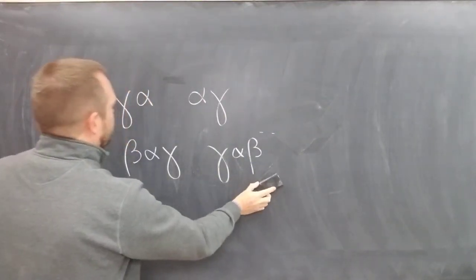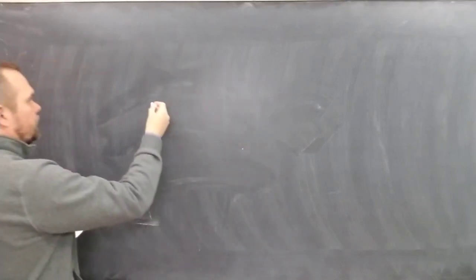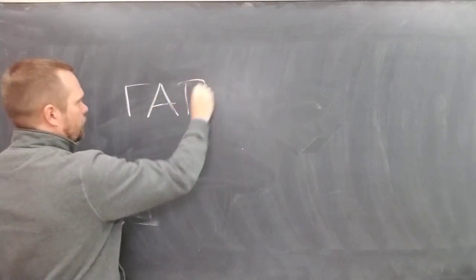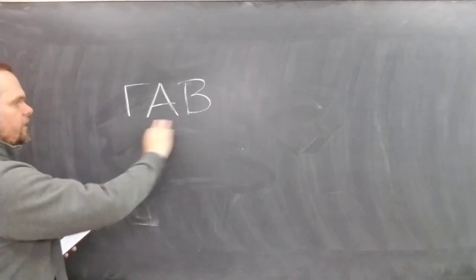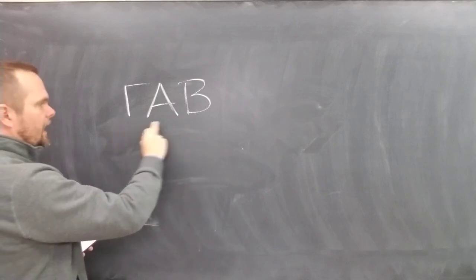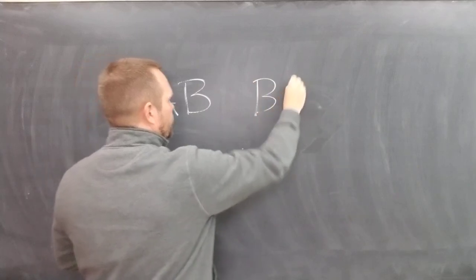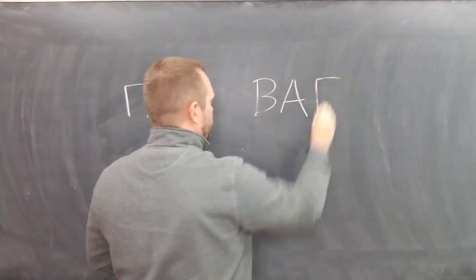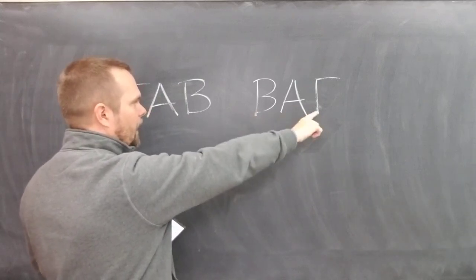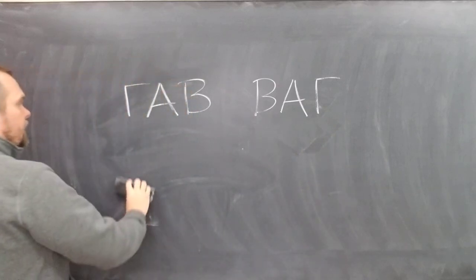In uppercase letters, if we saw these three letters, we have the uppercase gamma, alpha, and beta. We would have gab, gab. And likewise, if we change the order, in Greek uppercase, this would be bag, bag, beta, alpha, gamma. And Greek reading is that simple.